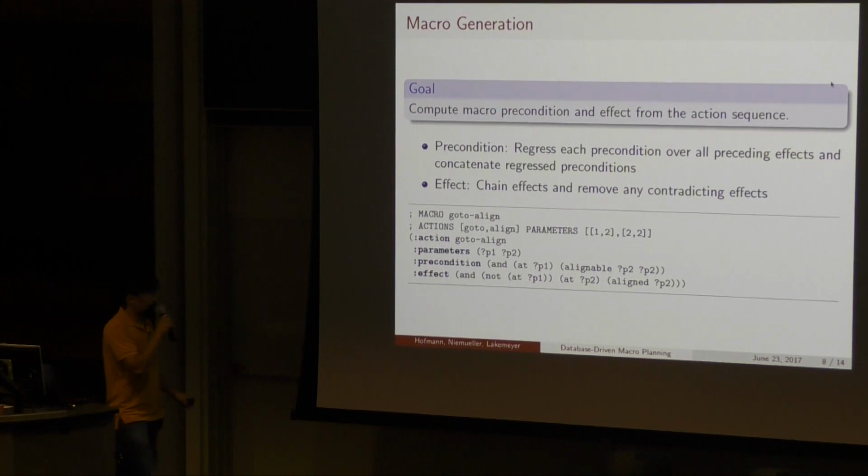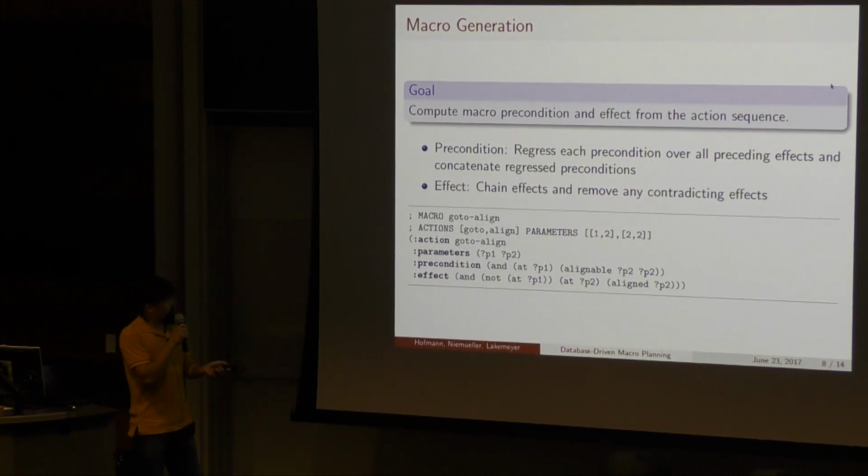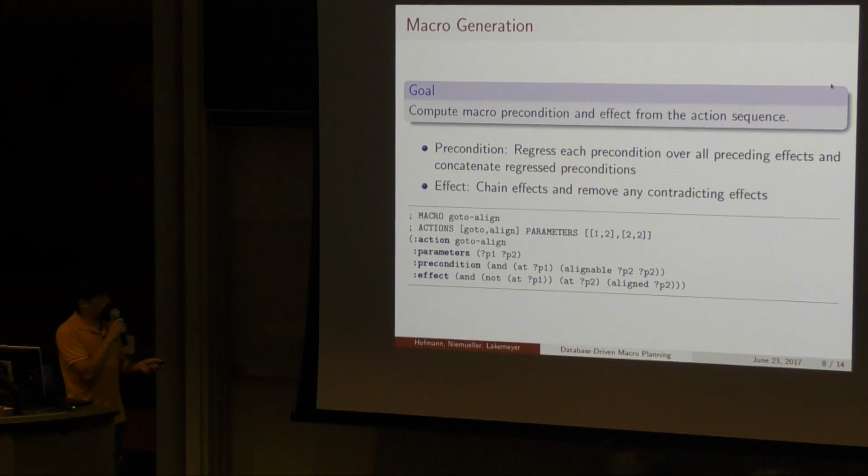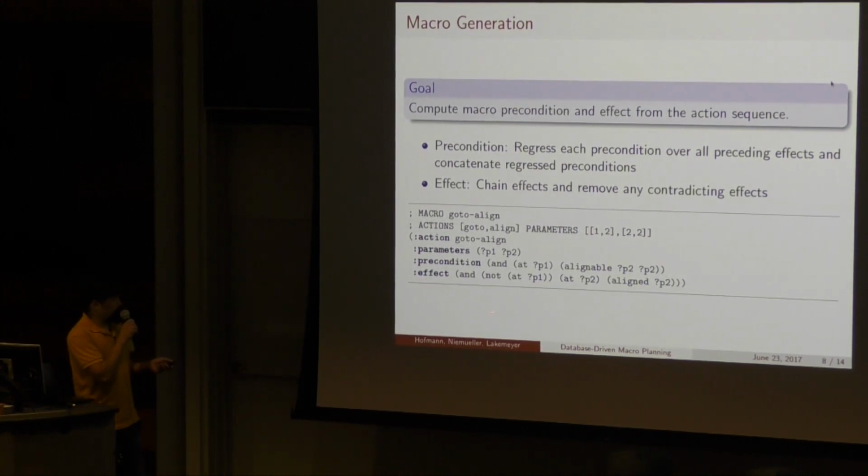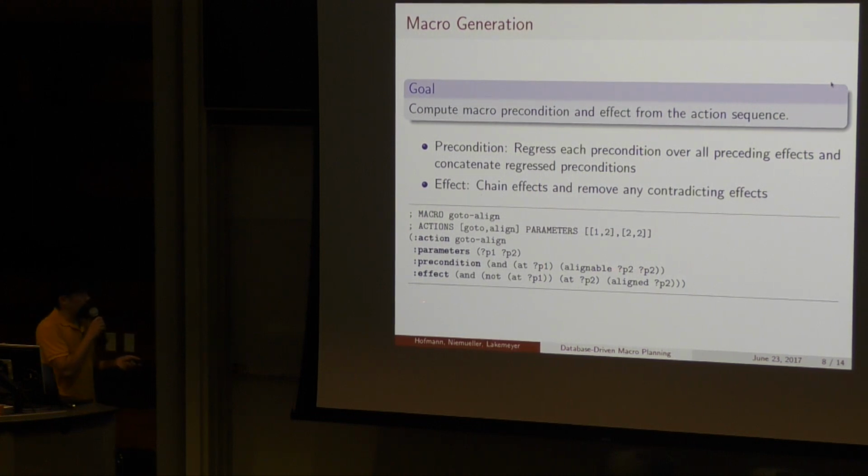I'll go to the align example again with 2 parameters, where we can see that align had as precondition that the robot has to be at location P2, but it's not a precondition here because that's actually the effect of go-to. So the precondition of the align simplifies here. And we can see that the resulting precondition is the precondition of go-to, and the remaining precondition of align, which is that P2 is alignable to P2. Similarly, for the effect, we can see that we have a combination: the robot is not at P1 anymore, but at P2, and it's aligned to P2.